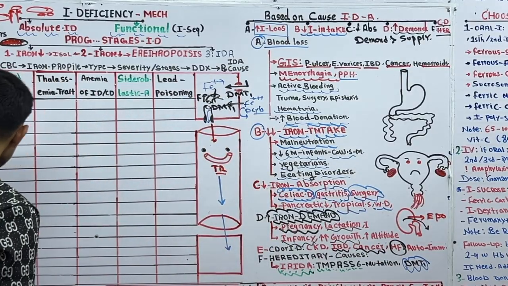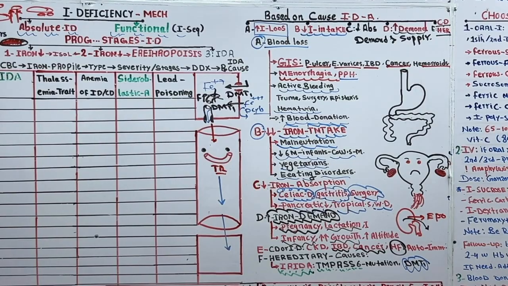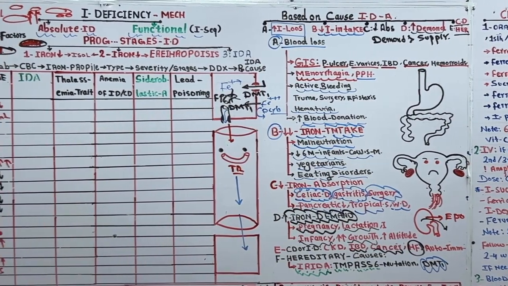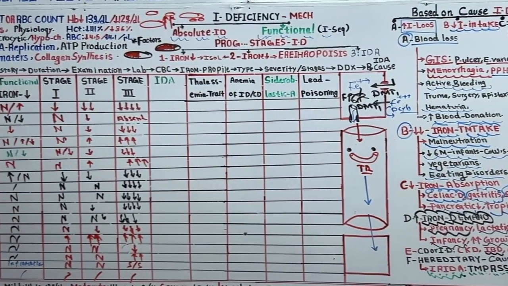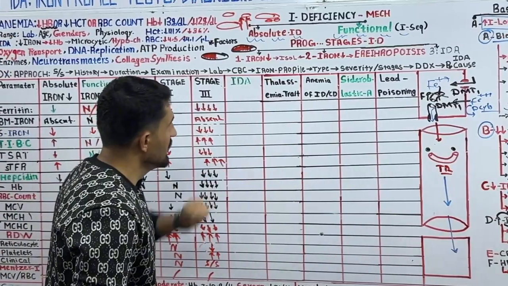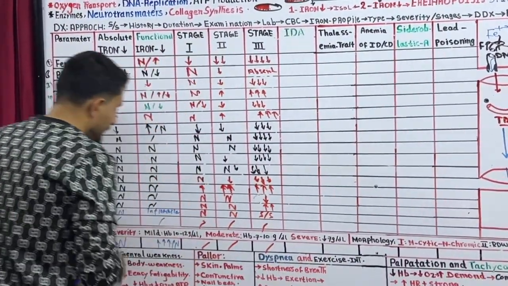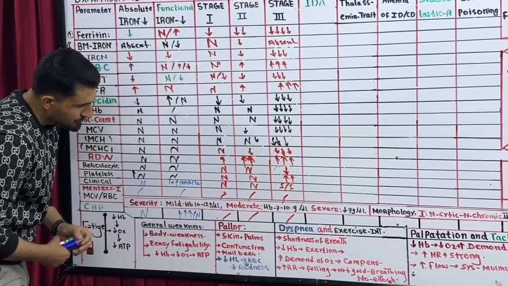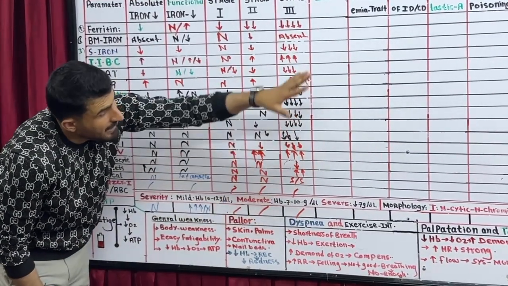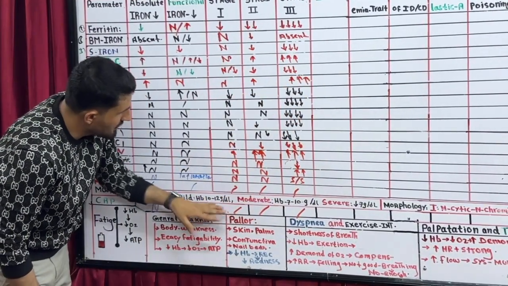Now, come here. First, I'll tell you the signs and symptoms of iron deficiency anemia. Then, I'll tell you the differential diagnosis of iron deficiency anemia. But before that, come here. We can classify iron deficiency anemia based on severity also.